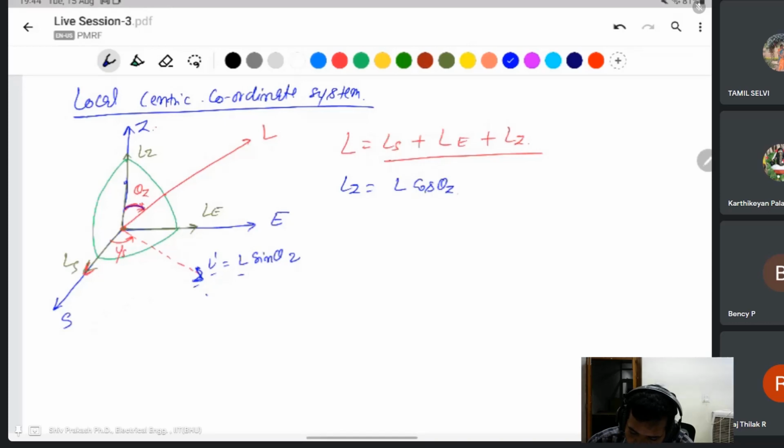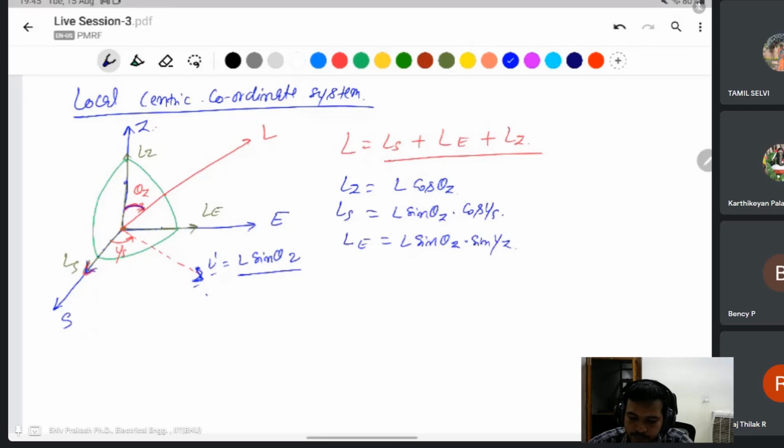If this one is L sin theta z, then what will be LS? LS will be L sin theta z into this angle, which we define as cos of YS. Same thing, this one will be LE. This will be replaced by 90 degrees. Then it will be L sin theta z into the sine of azimuth angle YS. This is for the local centric coordinate system.